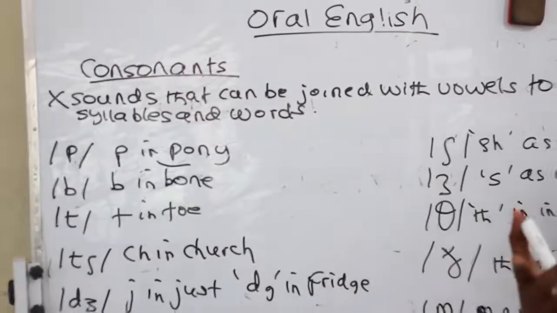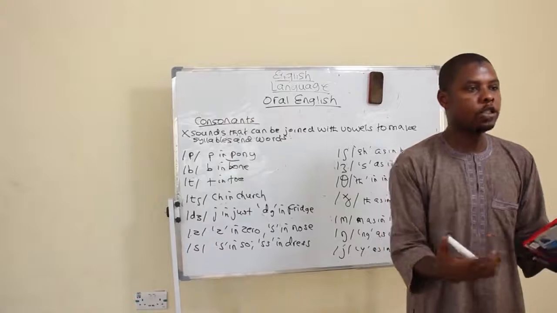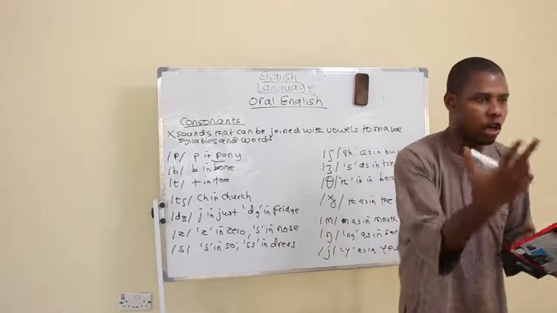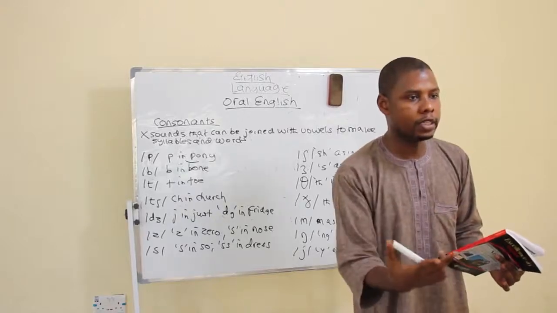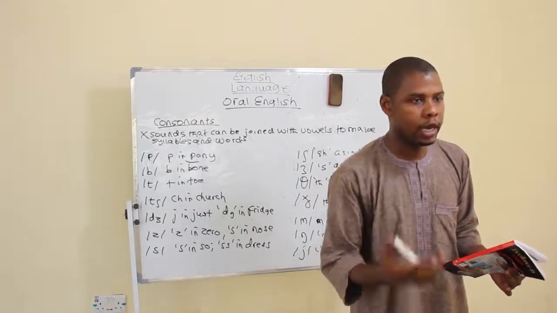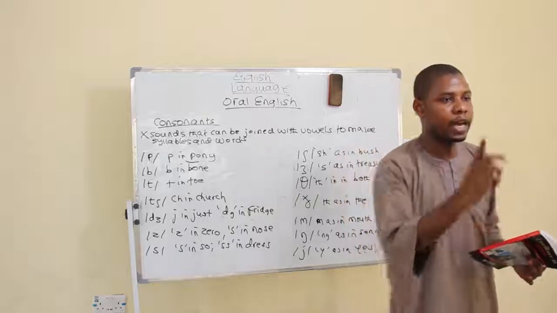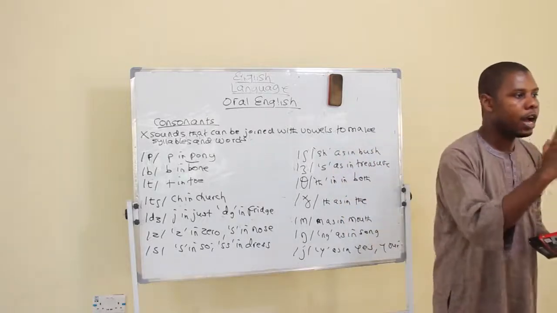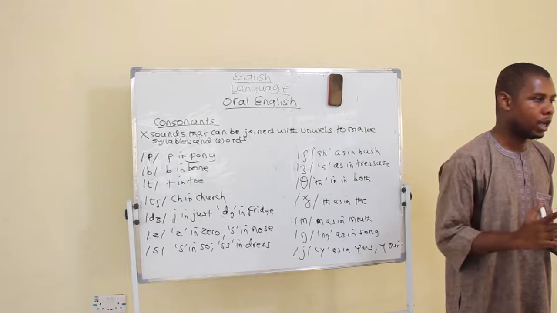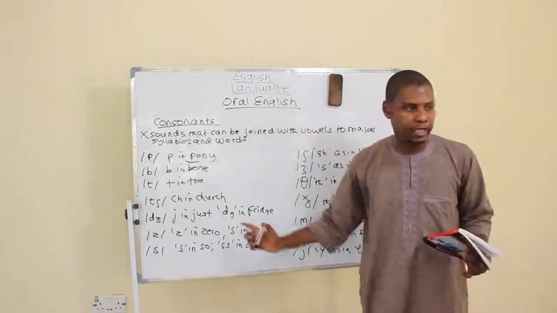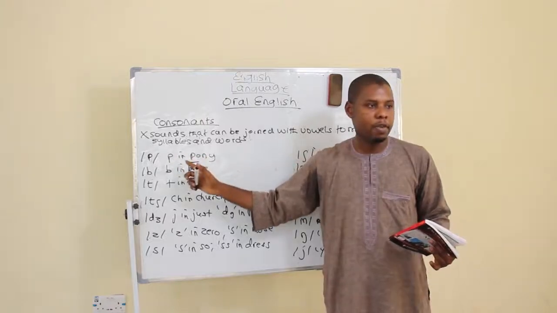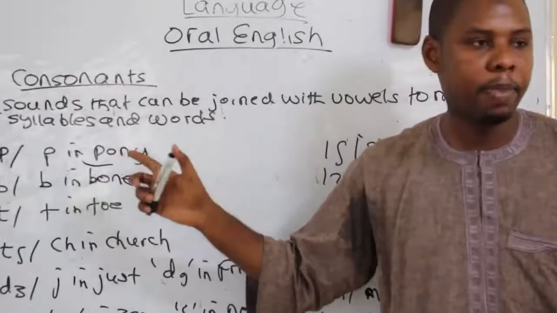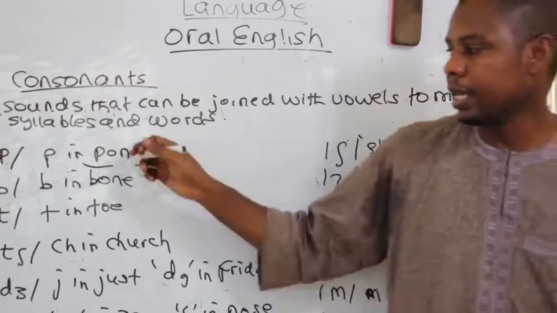You must join a consonant sound and a vowel sound, or sometimes two consonants called consonant clusters, in order to produce a syllable or what? A syllable or a word. But sometimes a single consonant can take a syllable or can take a word. But these are the examples now. Now, p, as we said, can be found in the word penny at the beginning.